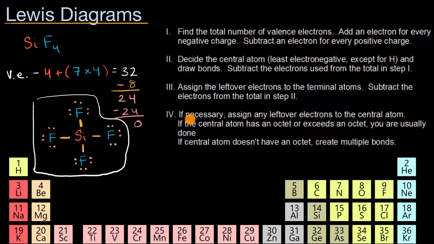But then in step 4, it says, if necessary, assign any leftover electrons to the central atom. We didn't have to do that in this example. If the central atom has an octet or exceeds an octet, you are usually done. In this case, it had an octet, so we felt done. And it finally says, if a central atom does not have an octet, create multiple bonds. Once again, in this example, we were able to stay pretty simple with just single bonds.